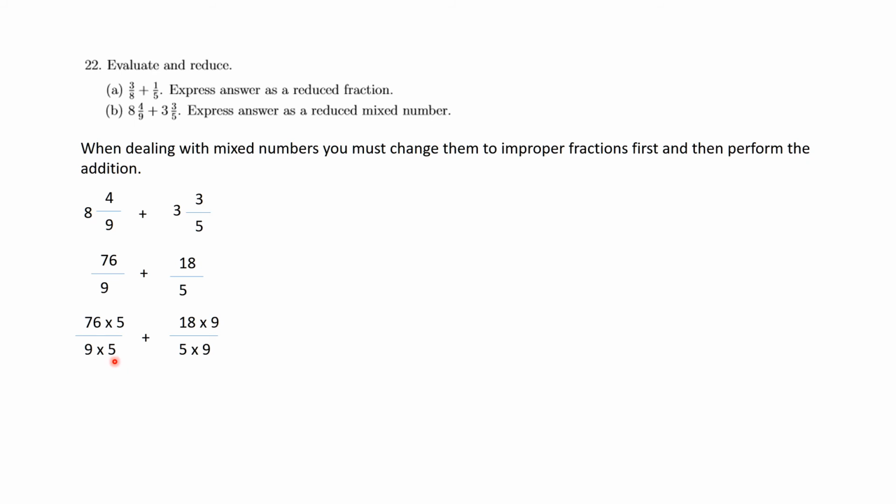Okay, so I'll multiply the bottom 9 here in this denominator by 5 as long as I multiply the numerator by 5. Here I multiply the 5 by 9 as long as I multiply the 18 by 9. So I get 380 over 45. And then this turns out to be 162 over 45. Add the numerators, keep the same denominator. And I have 542 over 45.